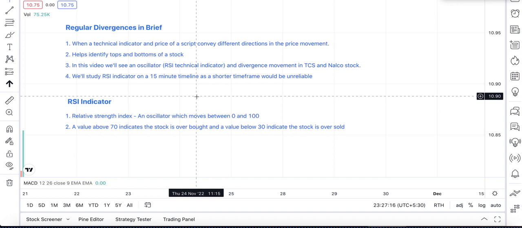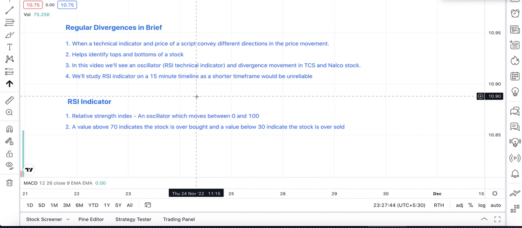Coming to a quick overview of the RSI. RSI is the relative strength index, which is an oscillator, which means that the value of RSI will always move between 0 and 100. It will be a range bound movement. And since it's range bound, whenever the value goes to the extreme ends, that's when it indicates that there is a certain change that might come into the stock once again.